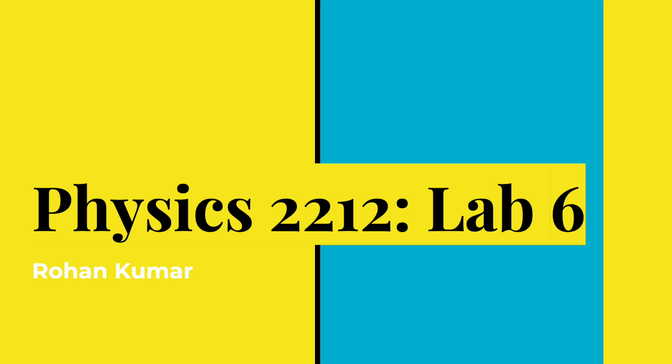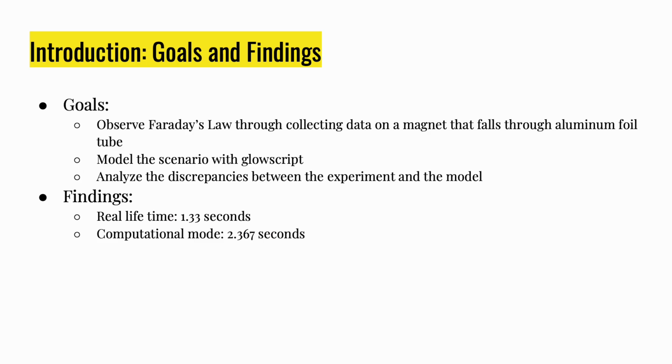The primary goals of this lab were to observe Faraday's law experimentally by measuring the time taken for a magnet to fall through an aluminum tube, simulate the scenario computationally using GlowScript, and finally analyze any discrepancies between experimental and computational data, similar to other labs done in the semester.